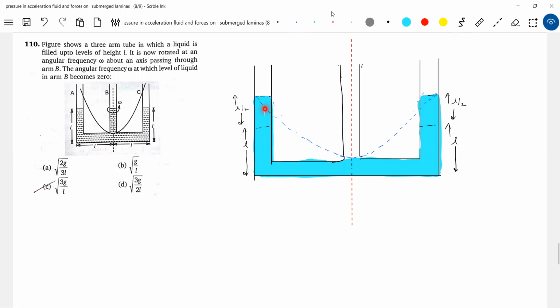In the exam, they may test you. If they ask very specifically, the free surface in limbs A and C will not be this one. So let's go for correction, because again they may ask such questions also. Who knows? Okay, I think I made things a little bit systematic.